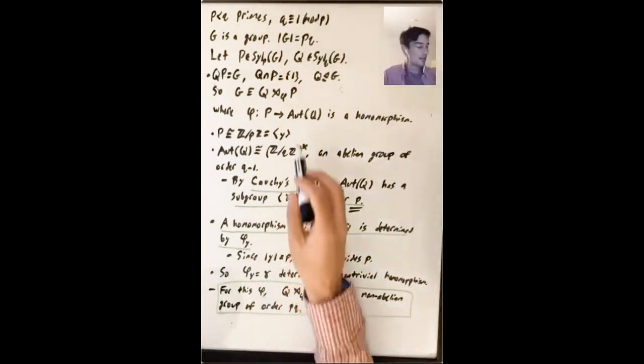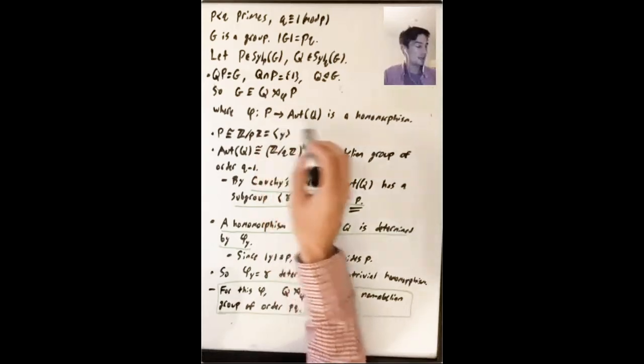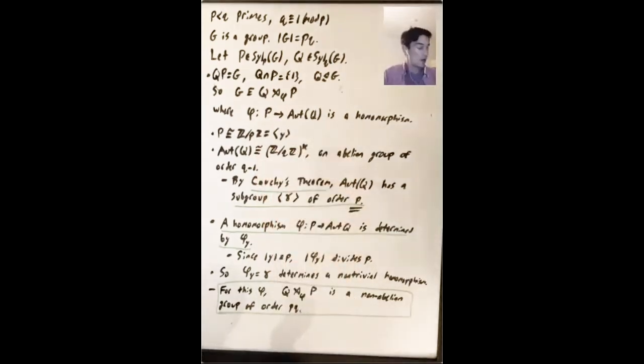So what kind of element could y get sent to under this homomorphism? Well, it has to have order dividing p. But the only things dividing p are 1 and p. So either phi(y) is the identity of Aut(Q), and you have the trivial homomorphism, or the order of phi(y) is p. So where can you send phi(y)? It can go to any automorphism of Q of order exactly p, and that will give you a non-trivial homomorphism phi.